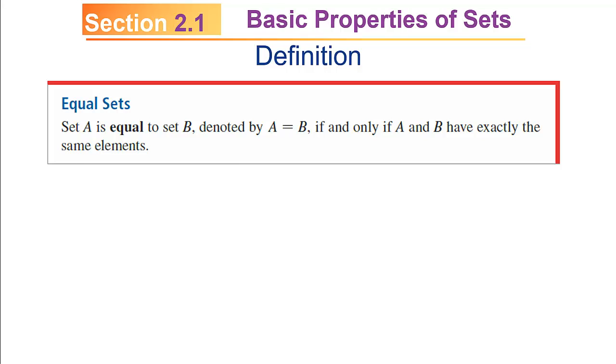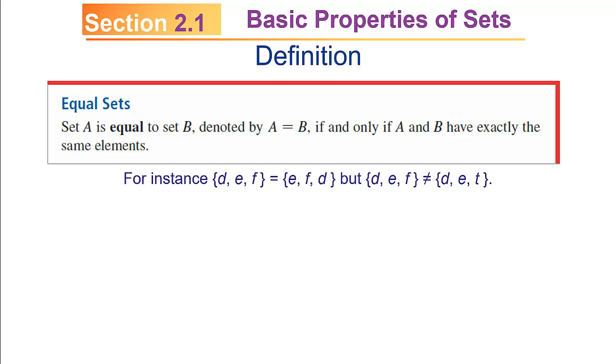We also talk about equal sets. A set A is said to be equal to a set B, and you actually use an equal sign. You denote that A equals B if and only if A and B have exactly the same elements. So if I gave you the set containing D, E, and F, and asked you to compare it to the set containing E, F, D, you could say that they're equal because they have the same elements. There's a D in both, an E in both, and an F in both, and there's nothing that's in one and not the other. Remember, the order of sets does not matter.